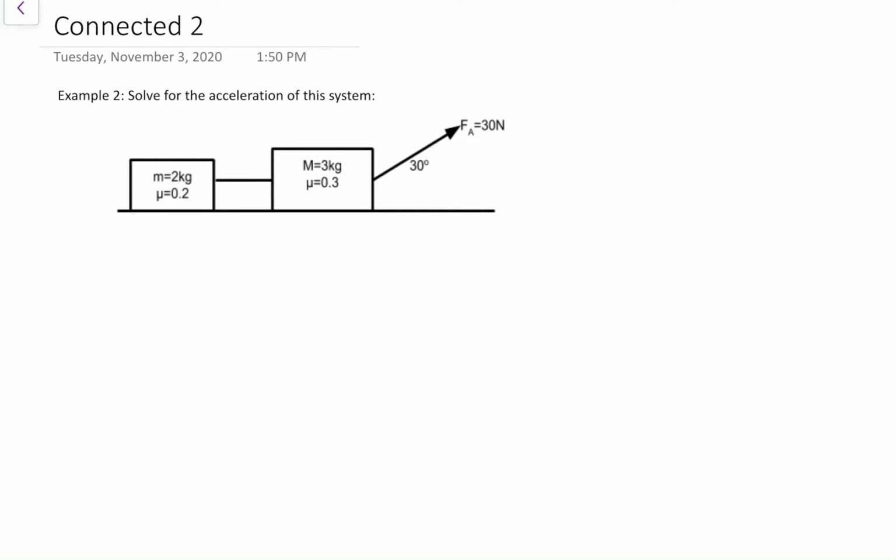Another connected objects question. This one looks a little bit different. I don't have a hanging mass. I've got two, they happen to be on a level surface, and the one that I'm going to call the front, we're pulling with an applied force that happens to be on an angle.